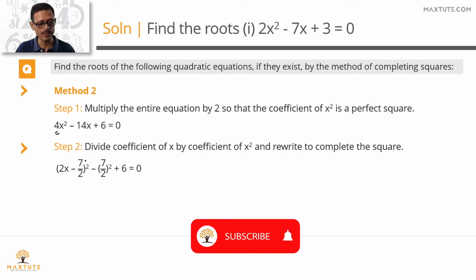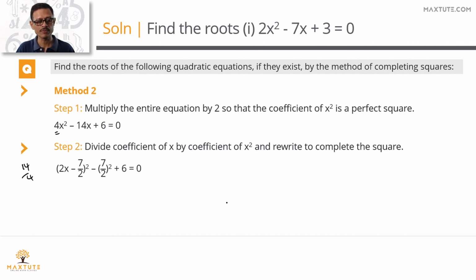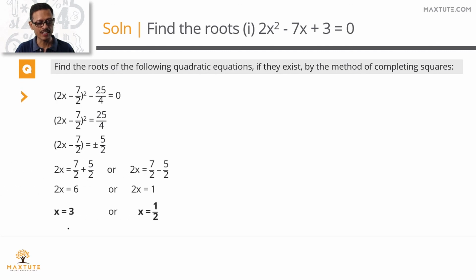2x minus 7 by 2 the whole square. The coefficient of x is 14, of that of x square is 4. 14 by 4 is 7 by 2. So 2x minus 7 by 2 the whole square minus 7 by 2 the whole square plus 6 equals 0. We'll be taking all these terms to the right hand side, solving for x, and the value of x becomes 3 or 1 by 2. Pause the video at this point if you want to go through these steps slowly. Right? Gist of completing the squares is writing the equation either in the form x minus q the whole square equals k, or ax minus q the whole square equals a k.